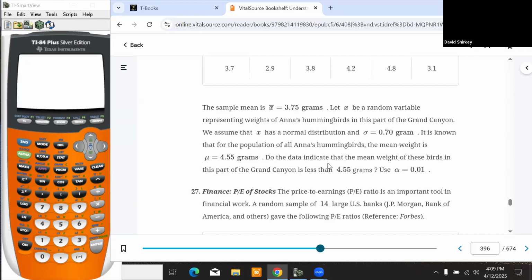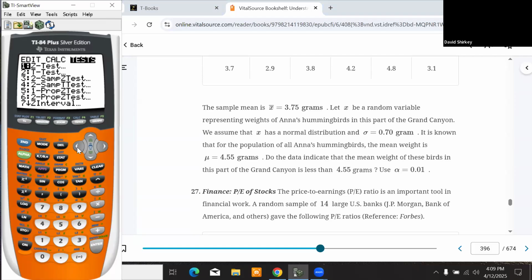Do the data indicate that the mean weight of these birds in this part of the Grand Canyon is less than 4.55 grams, which means it's a left tail test? Notice they give us the alpha level. Alpha equals 0.01, right? So I'm going to get over to my graphing calculator here. We're going to do stat, arrow left to go to test. We want option number 1. We're doing a z-test. So I'm going to press enter.